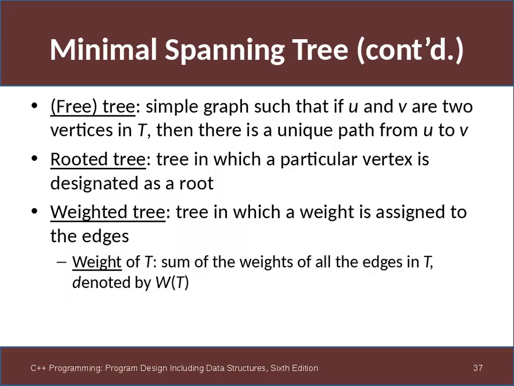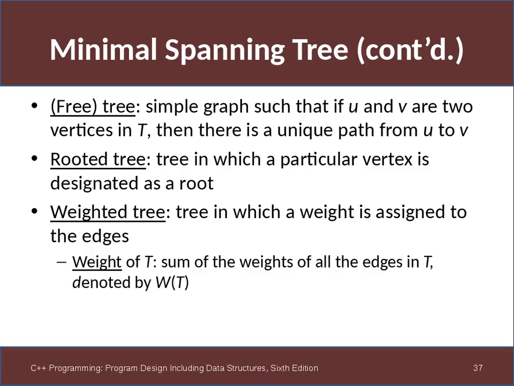Oh, wait, look, more definitions. A free tree is a simple graph such that if U and V are two vertices, then they have a unique path from U to V. Okay, that's nice. AKA it's a tree. That's what we want. We want that such that there is only one unique path from U to V. There's nothing else. So you can't have multiple routes. I mean, that's what we're looking for.